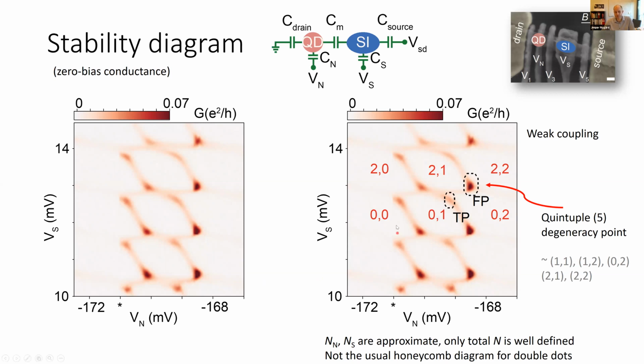But looking more closely, of course, we have 2e charging due to the superconductor. And also the degeneracy points are not the usual triple points. In this case, they're even quintuple points where 5 states are degenerate. So it's a pretty different system from the regular double dot system. I should point out that the charge numbers indicating the occupation of the different charge domains are only approximate, as it's only the total charge of this hybridized system that is a good quantum number.